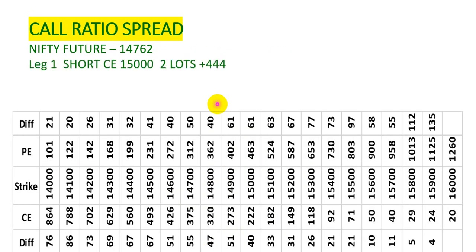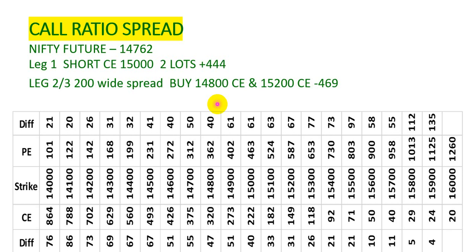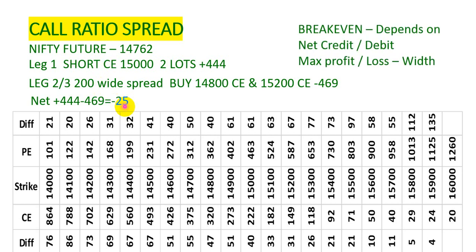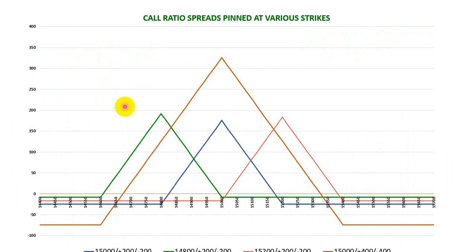So now let us try the same example. I am deploying it at 15,000. Okay, I am deploying a lot at 15,000. Before 200 points I am buying, after 200 points I am buying. So my net debit is minus 569, 469. My net credit is 454. So I have spent 25 rupees from my pocket. So break even depends on how much. So this is an example for you.